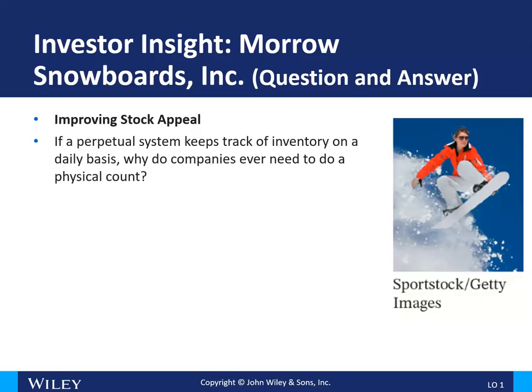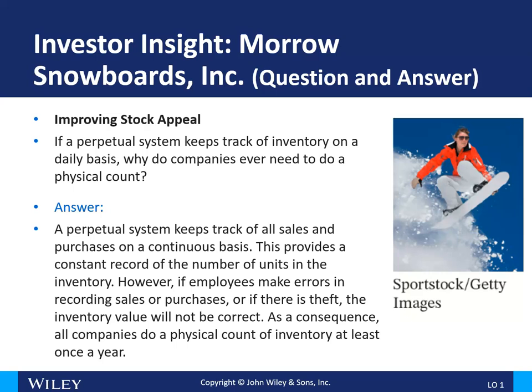So if a perpetual inventory system keeps track of inventory on a daily basis, why do companies ever need to do a physical count? The system keeps track of all sales and purchases on a continuous basis. That provides a continuous record of the number of units in inventory. However, errors are made. You can make an error recording a sale or a purchase. There could be theft. You could have returns and not record them correctly. So there are a number of things that could cause your true physical inventory to be different from what your system says. It's greatly reduced with the perpetual system, but it happens.